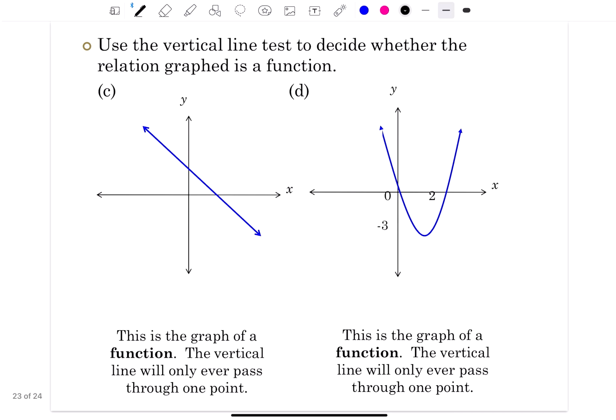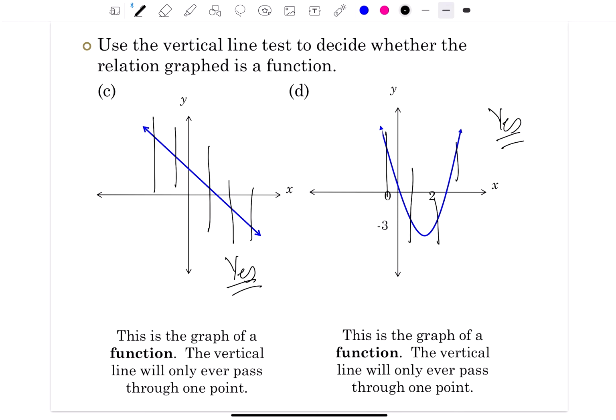Use the vertical line test to decide whether the given relation is a function or not. We can draw the vertical line wherever we want, and we're going to say, yes, our vertical line does not touch the graph at more than 1 point. Same thing for the next graph. We can draw the vertical line anywhere, and it is a graph of a function because the vertical line does not touch it at more than 1 point.